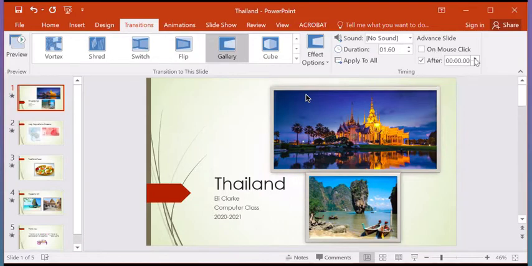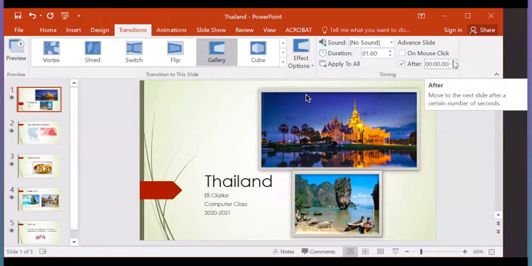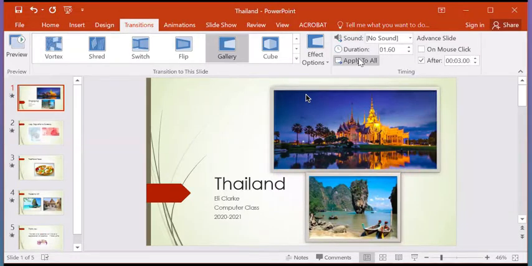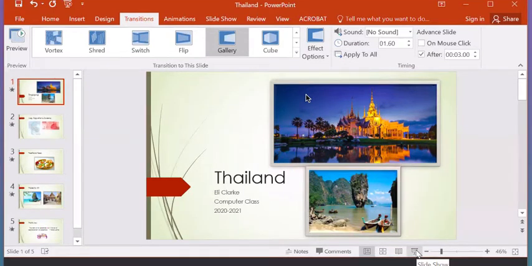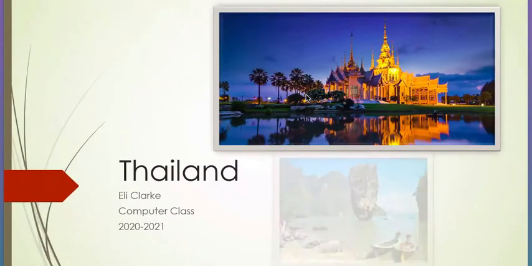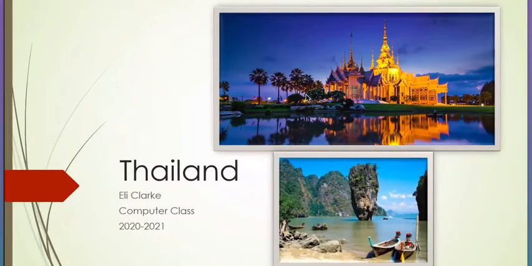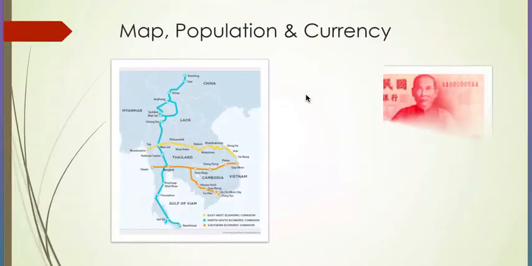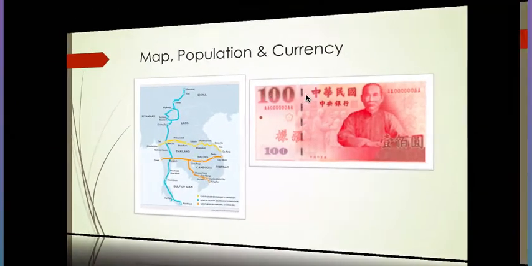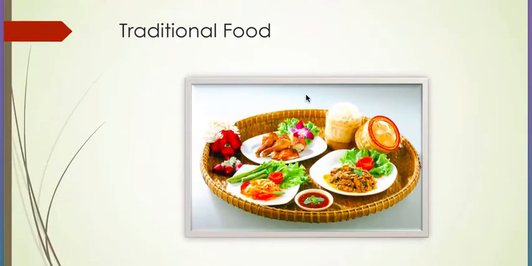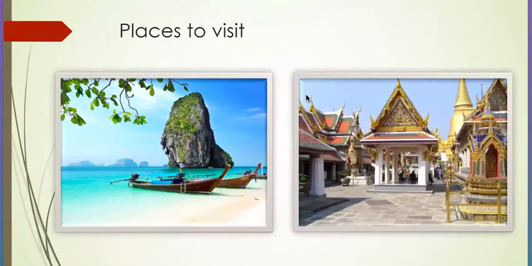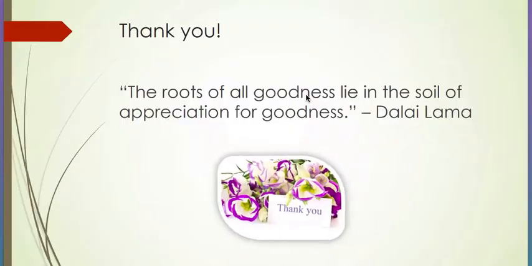For today, I'm going to say move after 3 seconds. So 1, 2, 3. And make sure you click Apply to All, which I already did. If I want to see the show, you're going to come to the bottom and click Slide Show. After 3 seconds, my next slide will show up. And when you finish, make sure you press Escape.